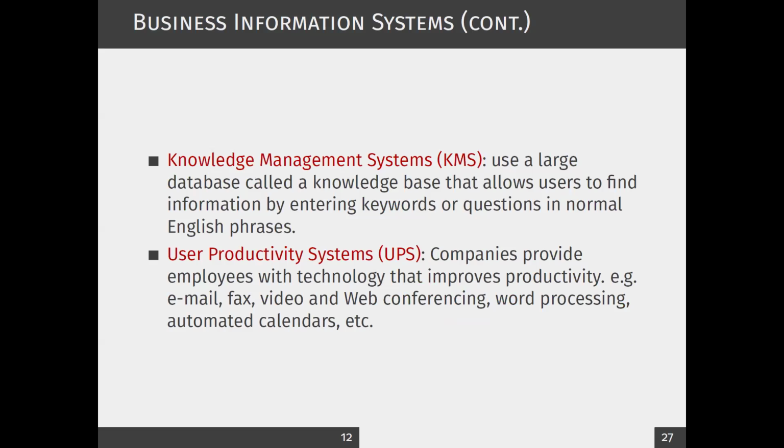The last one, user productivity system or UPS. For example, to improve the productivity of the users, they can provide email, fax, video, web conferencing, word processing, automatic calendaring, and so on. So these are typical user productivity systems.